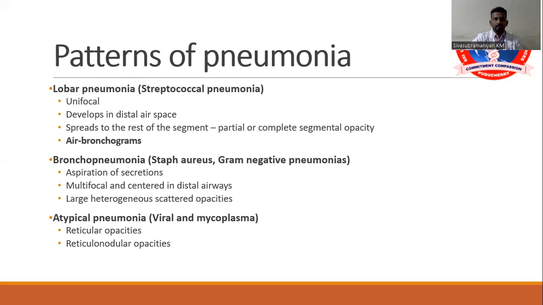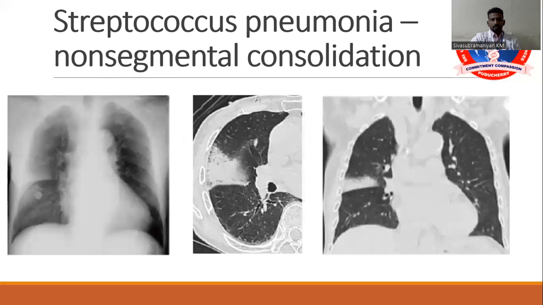And you also have the atypical varieties that don't fit into either a lobar or a bronchopneumonia pattern, and these are called atypical pneumonias, typically caused by viral bronchopneumonias or viral atypical pneumonias and mycoplasma pneumonia. So they are reticular opacities and predominantly reticulonodular opacity. So these are the two patterns of atypical pneumonias that we see on the chest X-ray. Now let us go through the patterns of pneumonia and how we describe them on the X-ray.